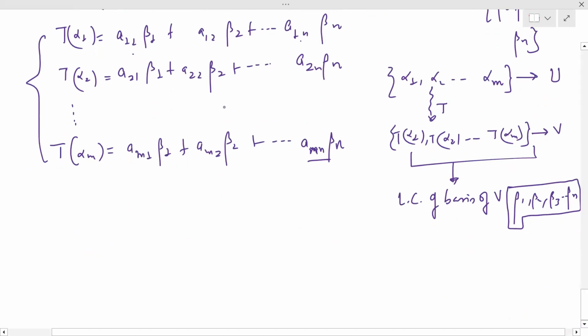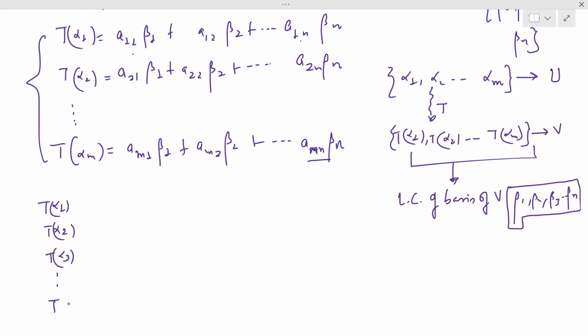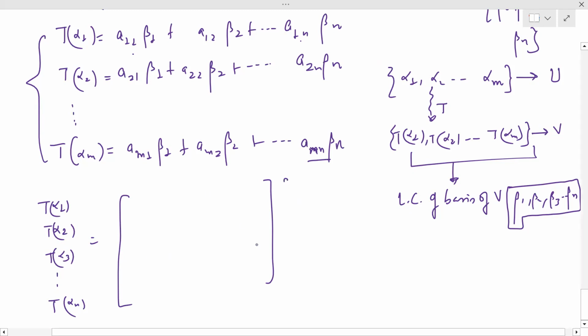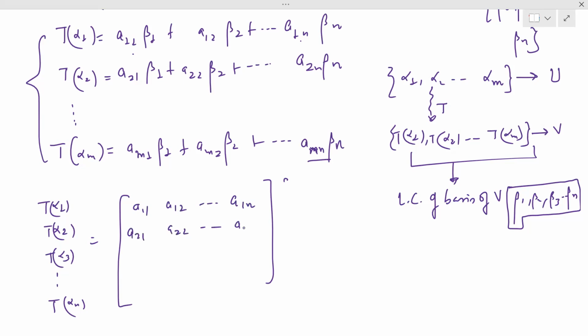Now, having said that, if I want to write this in matrix representation form, so what I have to do: T alpha 1, T alpha 2, T alpha 3, dash, dash, and T alpha m, and you have this matrix of coefficients. If this is the matrix of coefficients, let's say I write it this way: A11, A12, dash, dash, A1n, and then you have A21, A22, dash, dash, A2n.